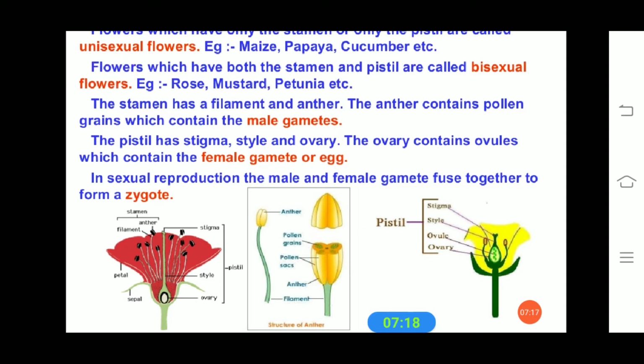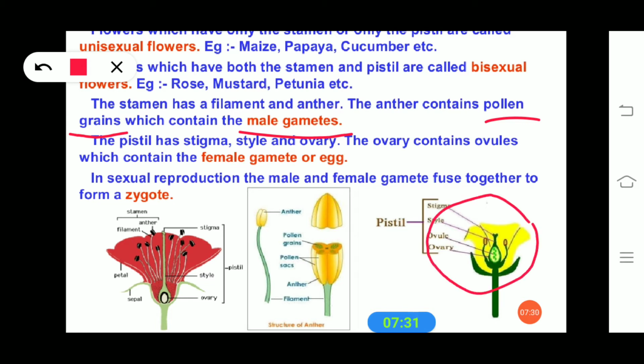So what are these pollen grains? Pollen grains are the male gametes or male cells. So what about the pistil? Students, in this diagram you are seeing what we call the pistil. What is this pistil? Pistil is the female reproductive part.